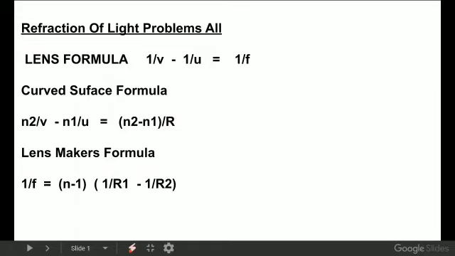They are the lens formula, that is 1 by v minus 1 by u equals 1 by f. Next, the curved surface formula, that is n2 by v minus n1 by u equals n2 minus n1 by r. Third one is the lens maker's formula, that is 1 by f equals n minus 1 into 1 by r1 minus 1 by r2. Finally, one more thing you should remember: whenever we use these equations, you have to substitute the values by following the sign conventions. I hope you know this and remember.